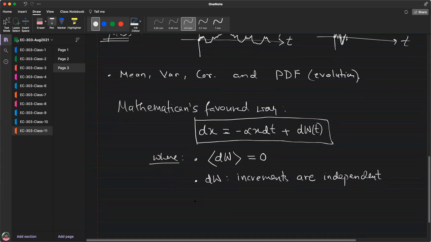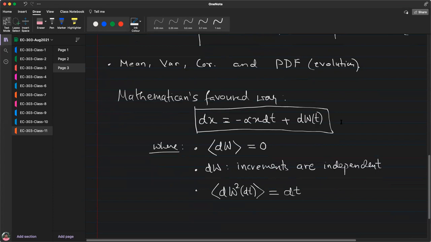Now what about the variance? If you take an interval dt, and if you take the second moment of this one, the variance of this will be equal to dt. So this is how mathematicians define what are called stochastic differential equations.